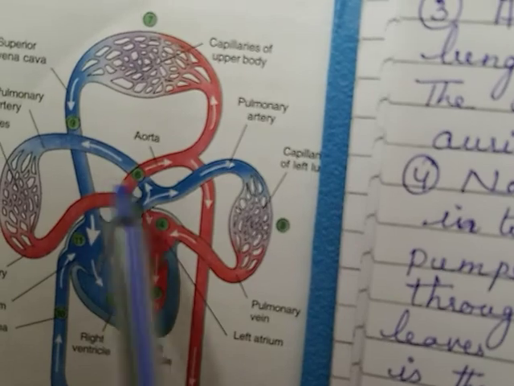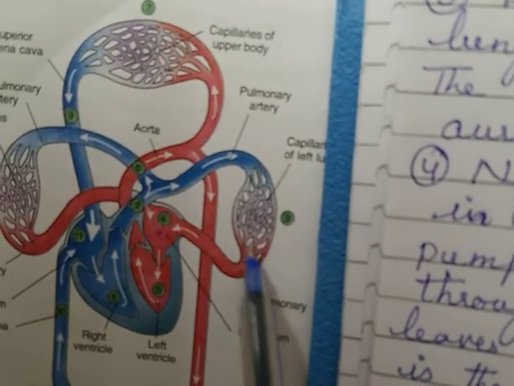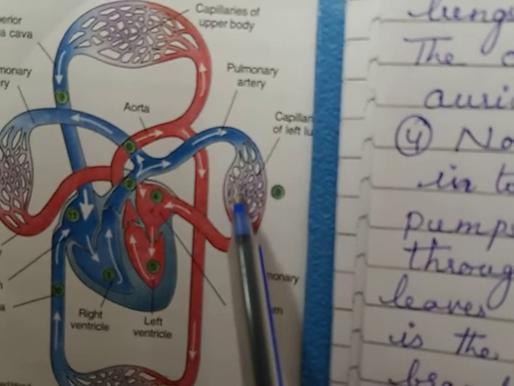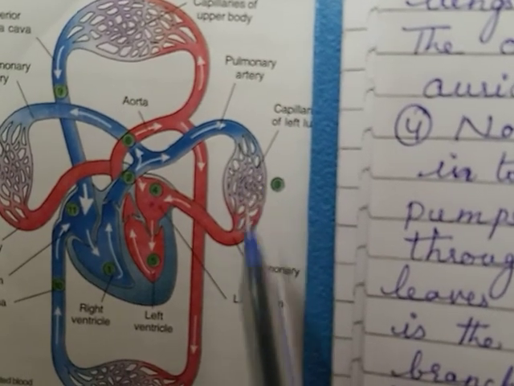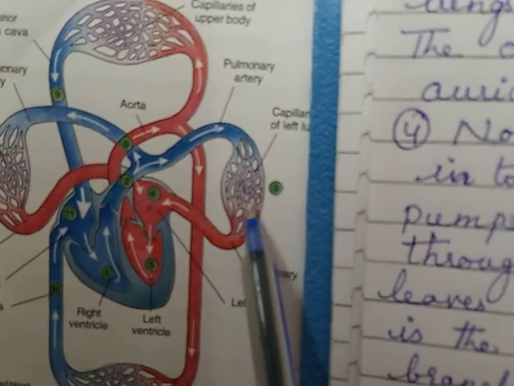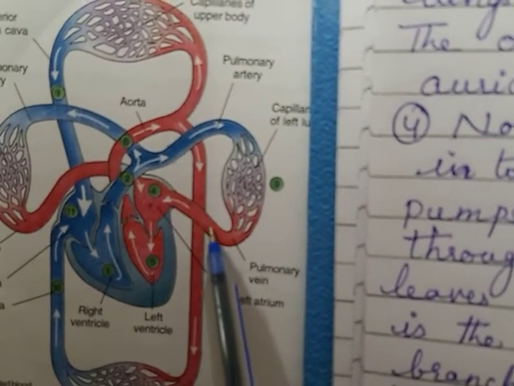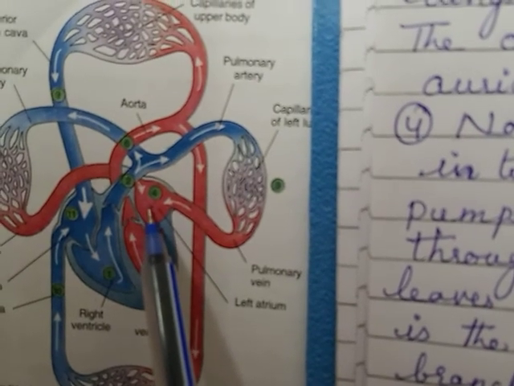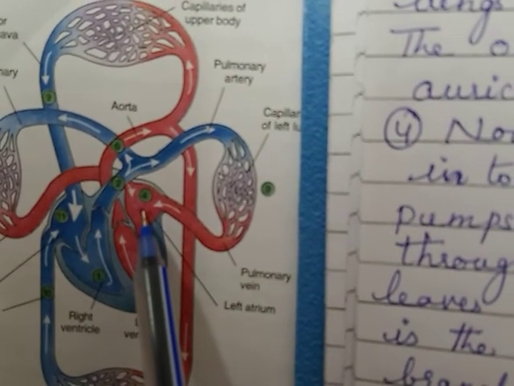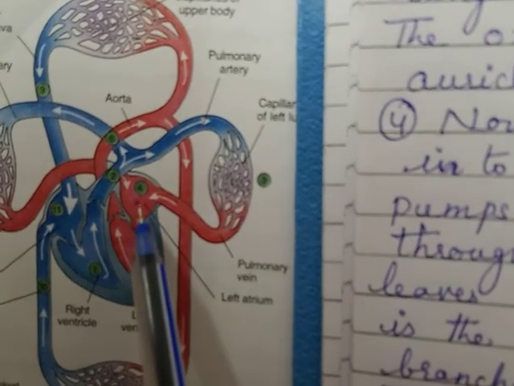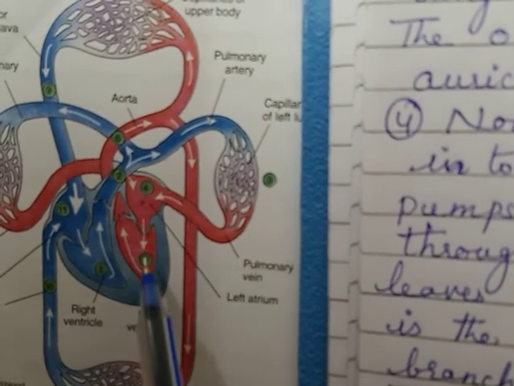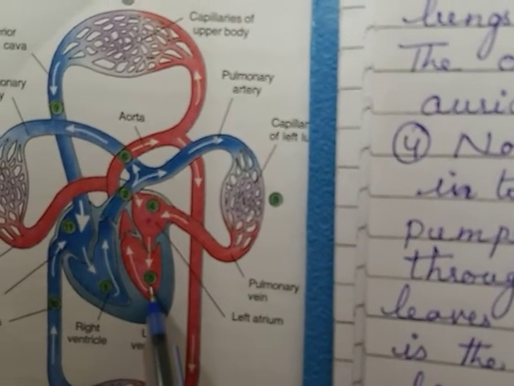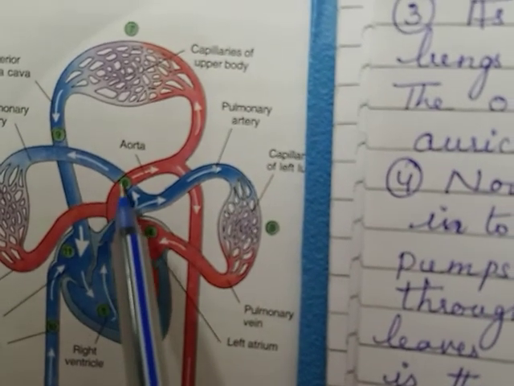Now each pulmonary artery reaches the lungs, through the capillaries, where the exchange of gases takes place. That means carbon dioxide is unloaded and oxygen is loaded, and that oxygen-rich blood is carried with the help of the pulmonary vein, which pours the blood into this left auricle. When the left auricle contracts, the blood will reach the left ventricle. Now the left ventricle will pump the blood to the aorta.